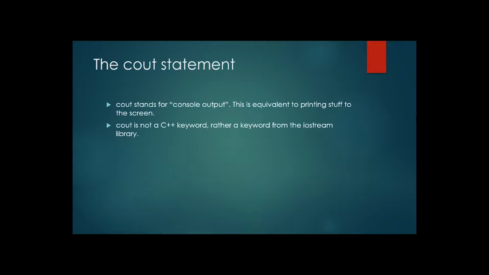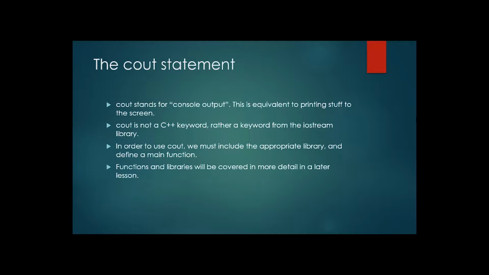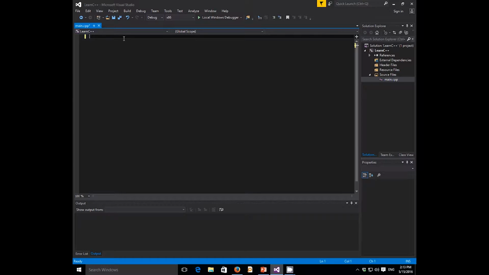library. So because C++ does not recognize what cout is, we'll have to include the appropriate library, and on top of that, we have to also define the main function in order to begin coding. We'll talk about functions and libraries in detail later on. Alright, so once you've opened up your project that you've created in the previous lesson, let's take a look at what we have to do in order to include the appropriate library and define the main function.